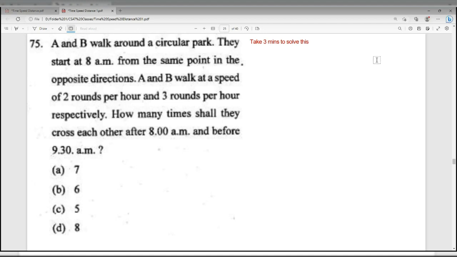So there is this A and B. A and B walk around a circular park. They start at 8 a.m. from the same point in the opposite direction. A and B walk at a speed of 2 rounds per hour and 3 rounds per hour, respectively. So A would be walking at 2 rounds per hour, and B would be walking at 3 rounds per hour.